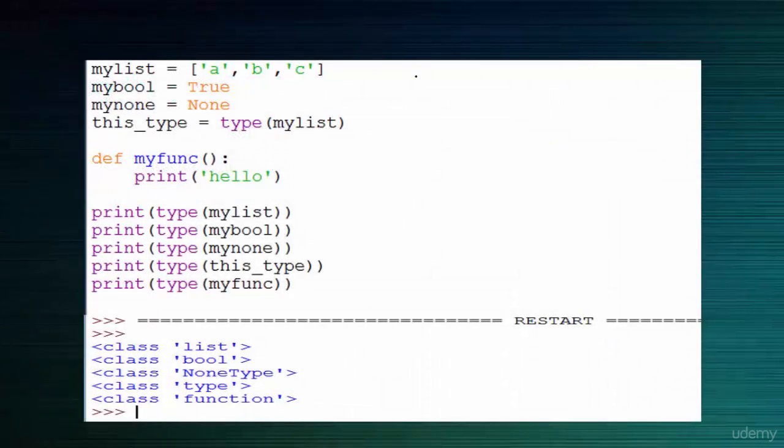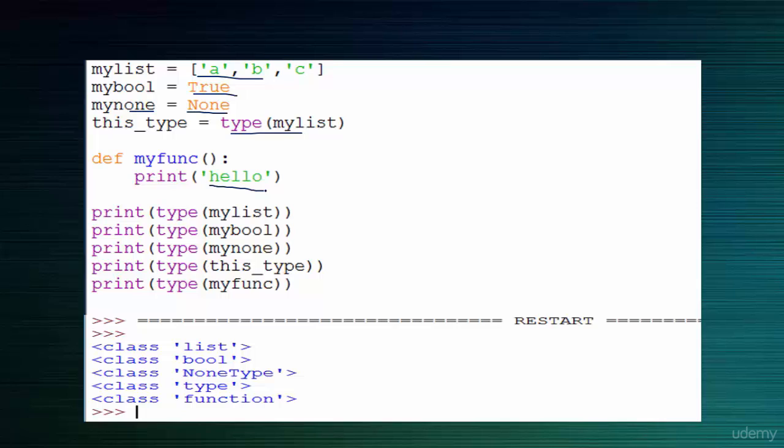Let's see this example here. Here I create a list. I create a variable called mybool equal to True. I create a variable with the name mynone equal to None. I create a variable with the name mytype which equals the type of my list. Then I create a function here which prints hello.